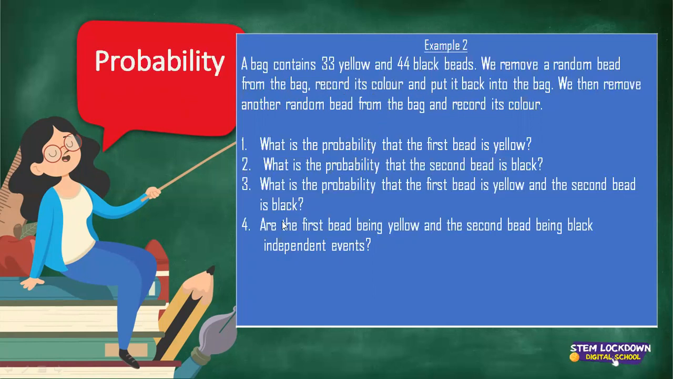And then the fourth one: are the first bead being yellow and the second bead being black independent events? To prove independent events, we prove that the probability of A and B equals the probability of A times the probability of B. In this case, we're going to see that they are independent, because the first bead was returned back. Okay, let's see the solution.